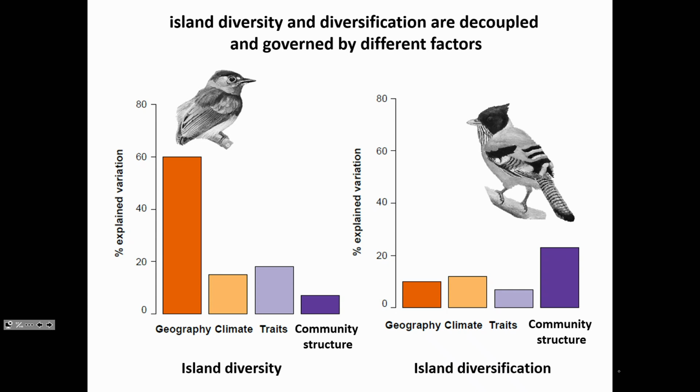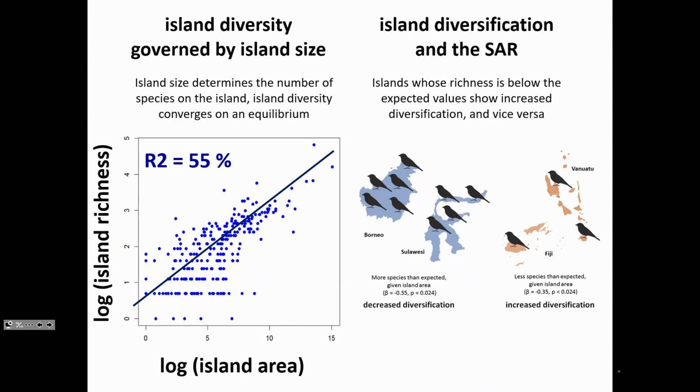Island diversification, on the other hand, is largely independent of geography, climate, and traits, but there is some correspondence with community structure. Let's have a look at the results in more detail, and we will see that the number of species on an island increases with island size, with island area. And the island area alone explains 55% of the variation in island richness, right? So the area alone seems to be a key predictor.